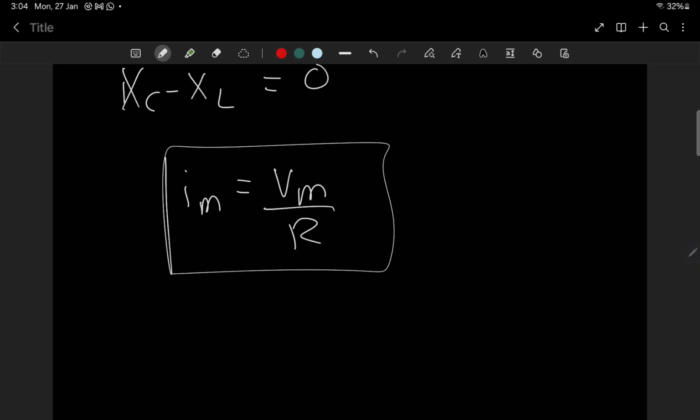So here it is becoming purely resistive, right? Yes. Now we are going to do the next derivation for power factor.